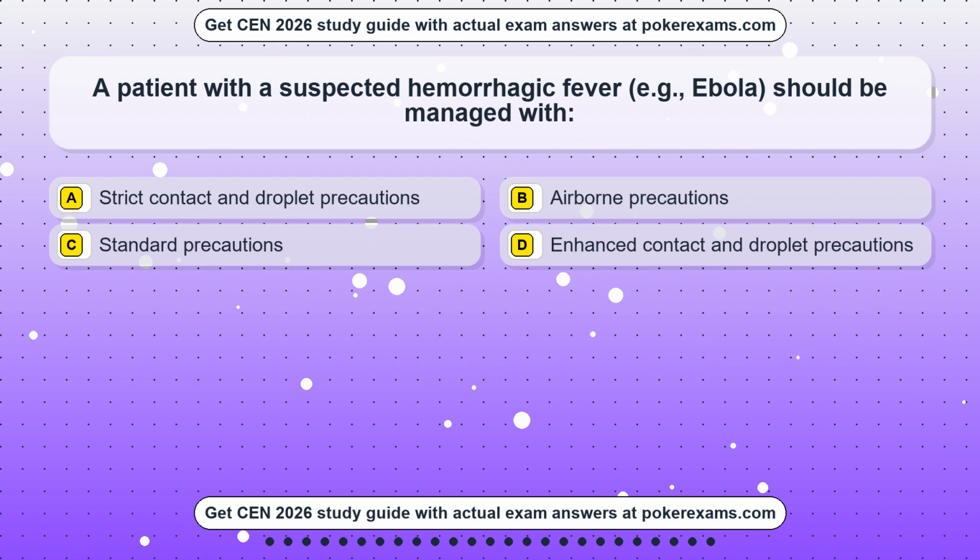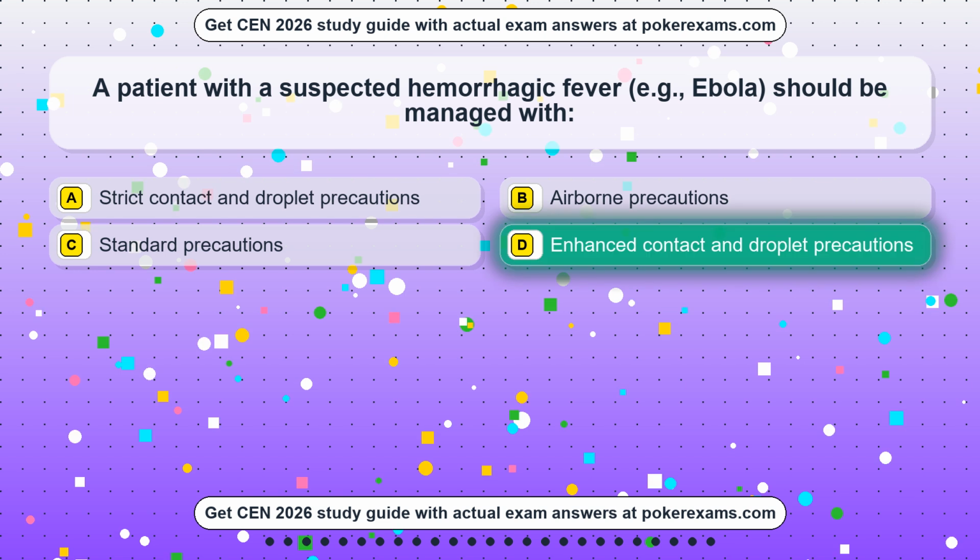Question 20. A patient with a suspected hemorrhagic fever, e.g., Ebola, should be managed with: Option A. Strict contact and droplet precautions. Option B. Airborne precautions. Option C. Standard precautions. Option D. Enhanced contact and droplet precautions. The correct answer is option D. Enhanced contact and droplet precautions.